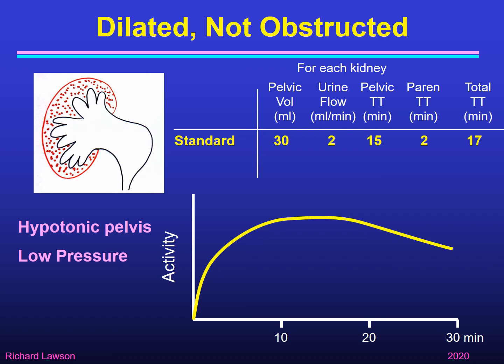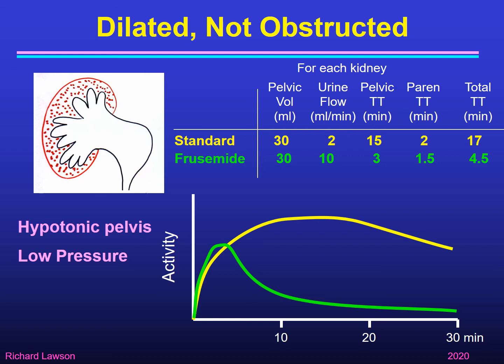But if we give Frusemide to this patient, it shouldn't change the pelvic volume, but it will increase the flow rate significantly. Let's bump that up to 10 mils a minute. So the transit time through the pelvis is now 30 over 10, which is 3 minutes through the pelvis. So it has reduced the transit time through the pelvis back down to normal by increasing the flow rate. It will reduce the parenchymal transit time slightly, as I said before, maybe to 1.5 minutes. So the total 3 plus 1.5 is 4.5 minutes.